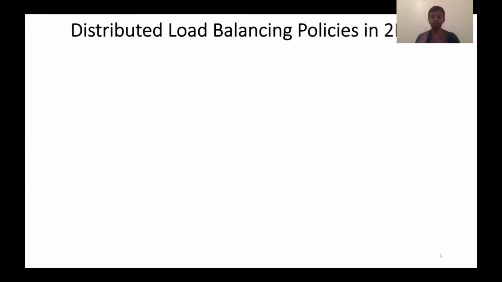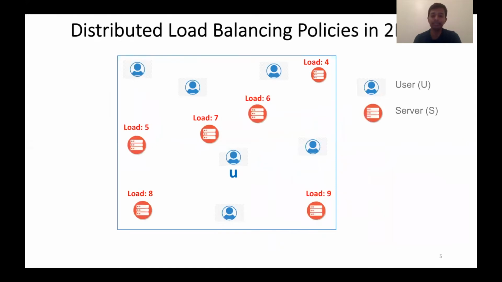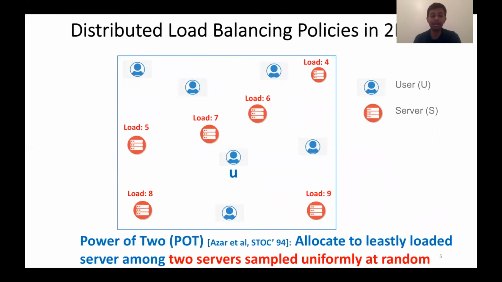With respect to the load part, there are a few policies that have already been proposed in the literature, and they're quite popular, which are the power of two choice policies. So consider this setup here. The red nodes are the servers, denoted by the server set S, and the blue nodes are the users, denoted by the set U. And each server here has an instantaneous load value.